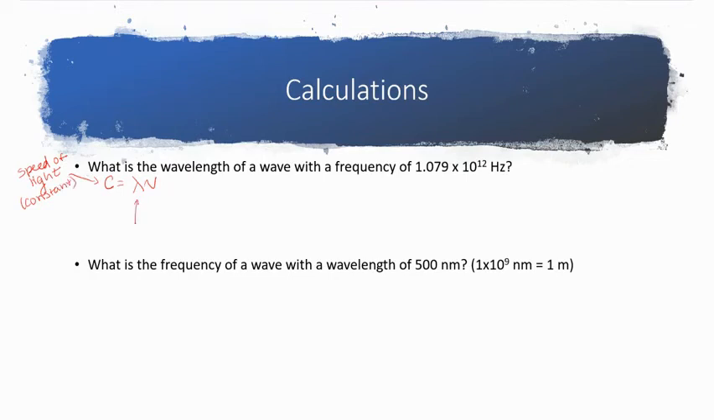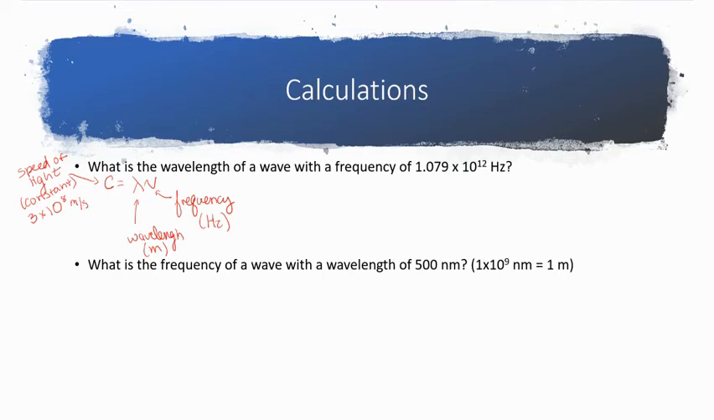And then, of course, our lambda represents wavelength in meters, and our nu represents our frequency in hertz. Okay. So if we know our wavelength or our frequency, we can calculate the other using this equation. The speed of light is always going to have a value of 3 times 10 to the 8th meters per second.